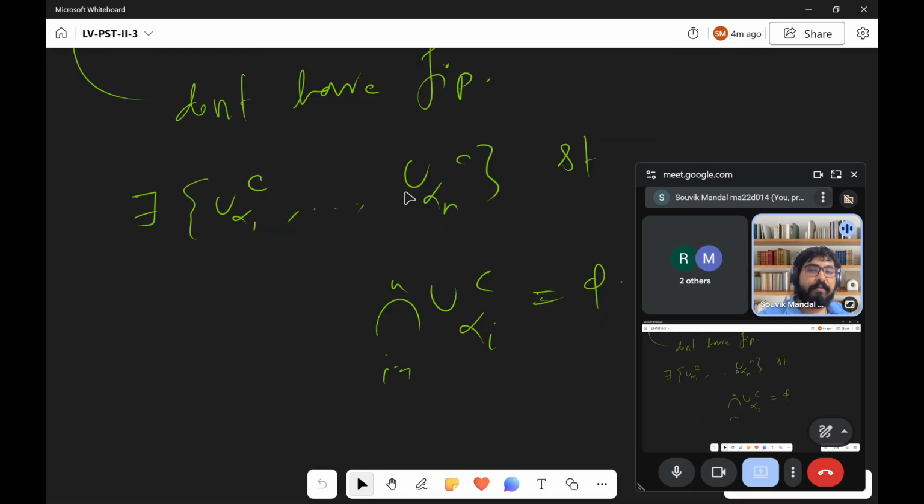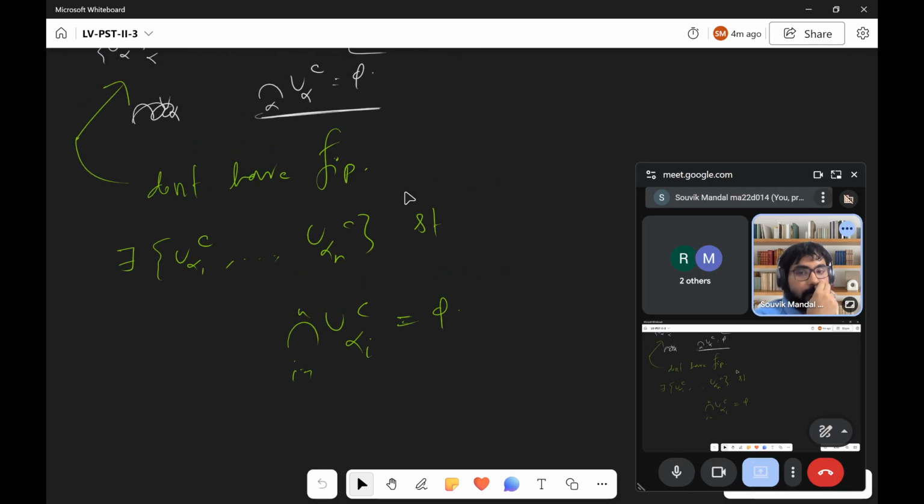Since the collection has no FIP, we shall get a finite subcollection U alpha 1 complement up to U alpha n complement such that their intersection is empty. Why did we take finite only here? Because FIP means the finite intersection has to be non-empty. So this collection C doesn't have FIP, which means C has at least one finite subcollection whose intersection is empty, right?